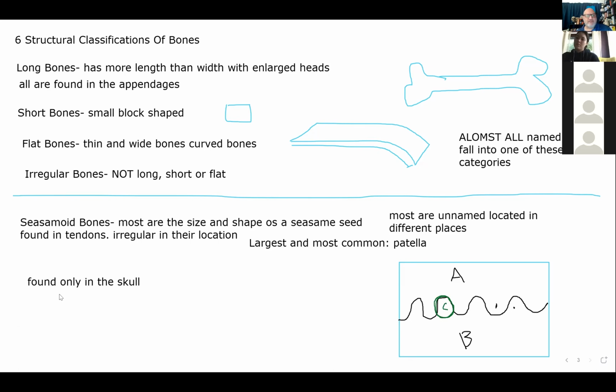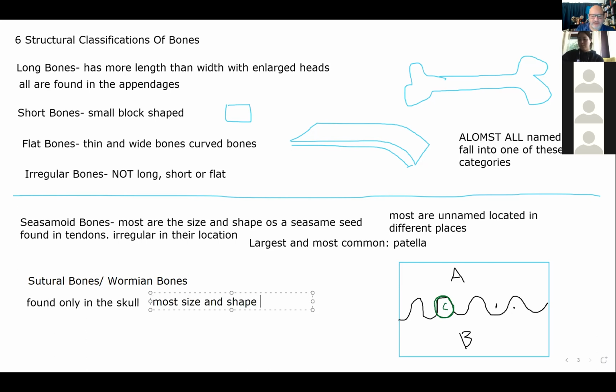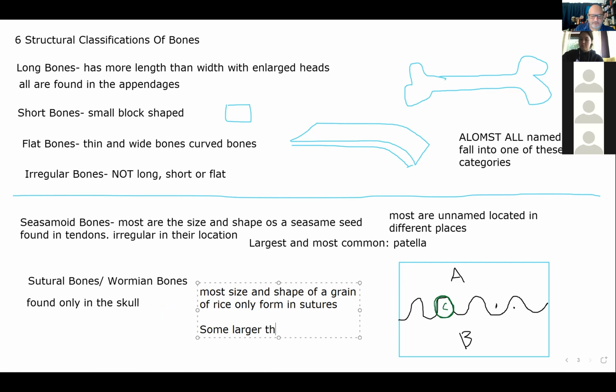Now, these joints of the skull are known as sutures. So these bones that form in them are sutural bones, or what are also known as wormian bones. And most are the size and shape of a grain of rice. So they're really, really small, and they only form in sutures. A typical person will have dozens of these. And while most are the size of a grain of rice, some can be larger than a quarter in size. So they can get quite big.